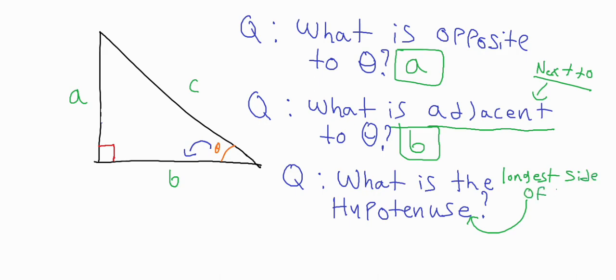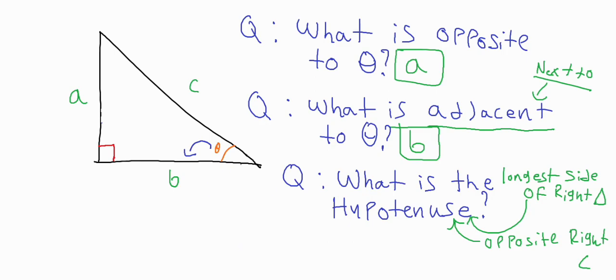Of a right triangle, and also the hypotenuse is just opposite the right angle. So it's literally just opposite the right angle. So what do I mean by that?